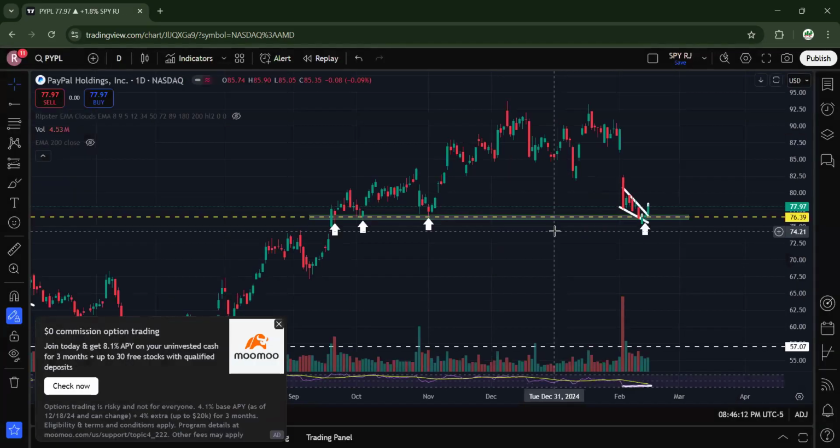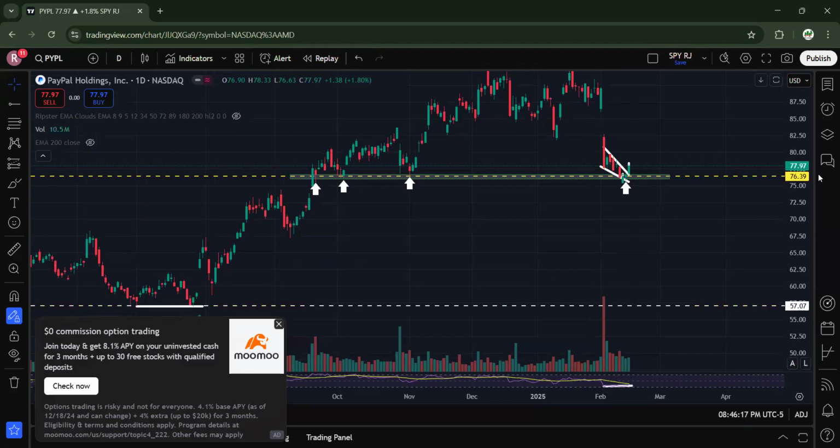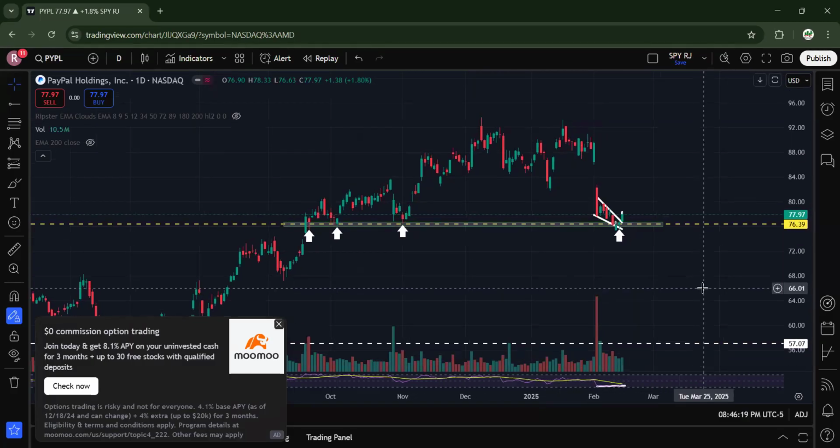What setup do I see with PayPal? I kind of like it a little bit better from the 4 hour, but let's talk about the daily first. Daily chart on PayPal. Let's think about our basic principles. Levels. Take a look at PayPal right here, right around 76. So I kind of got a little box because it's not super clean here. So around 76 to 77-ish, maybe, or 76 to 76.5. You see this box has held as a support.